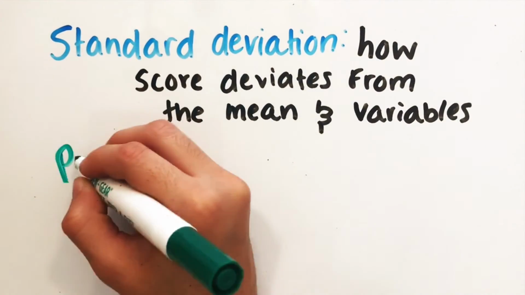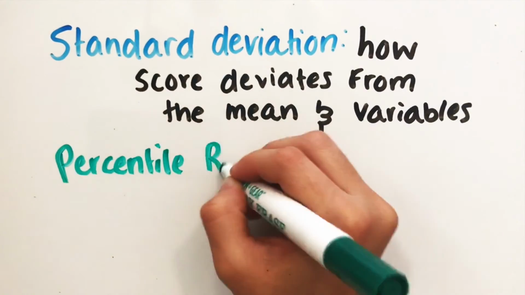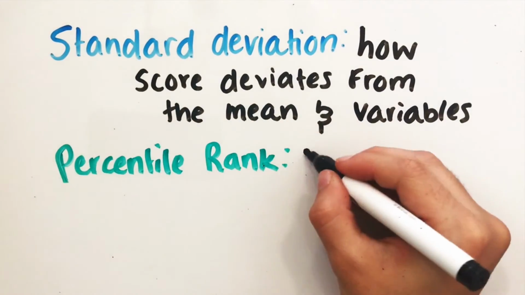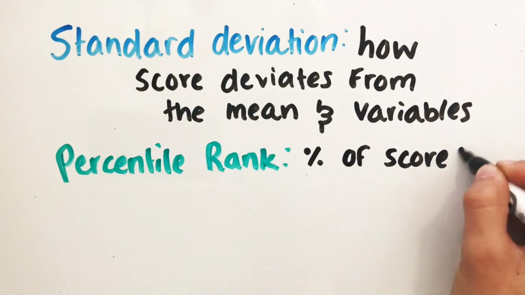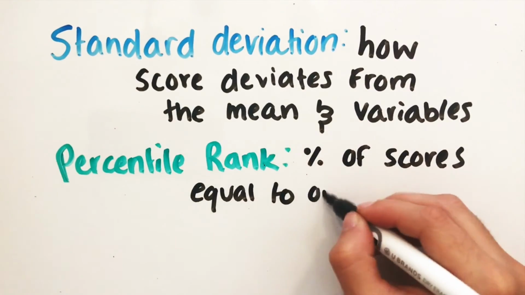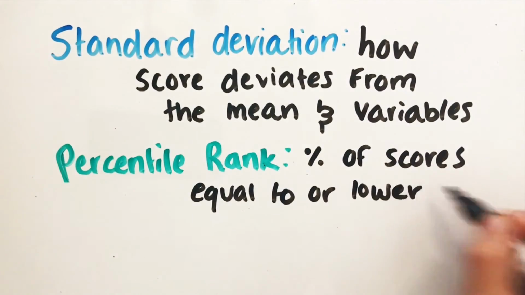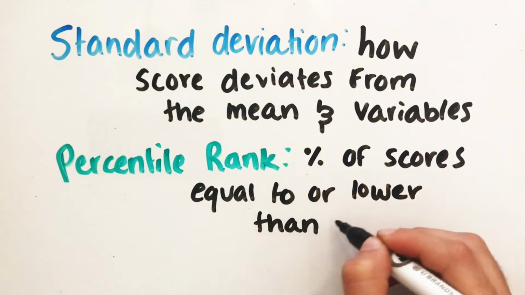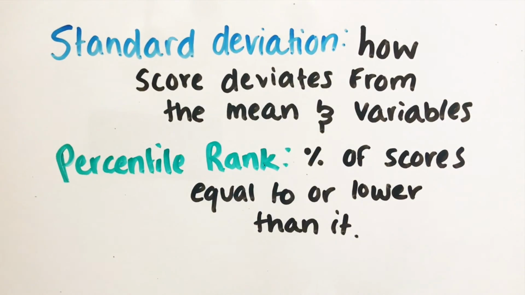The percentile rank of a score is the percentage of scores in its frequency distribution that are equal to or lower than it. For example, a test score that is greater than 75% of scores of people taking the test is said to be in the 75th percentile.